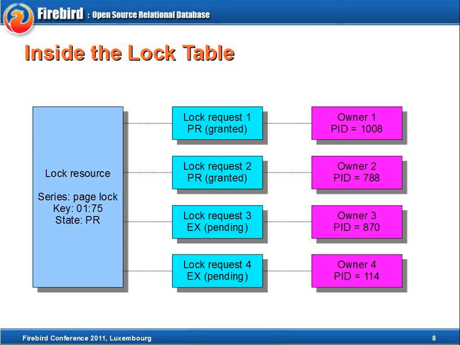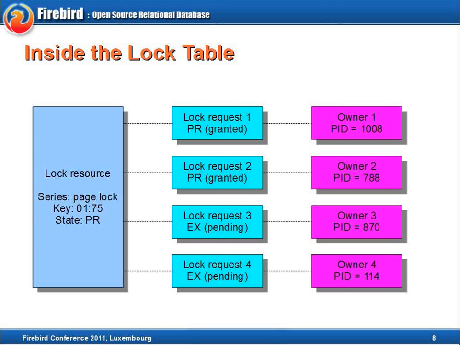A few lock requests are linked to this lock resource, to this page. 2 of them are already granted. You can see that the lock is acquired in the protected read mode, and 2 lock requests are granted in this mode. They're compatible requests, so we have both of them granted. So we know that 2 owners, process number this and this, now read this page. They both are allowed to read it.